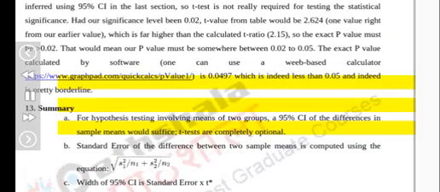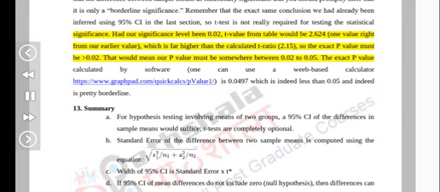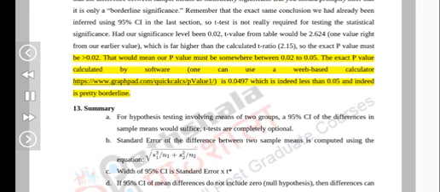Had our significance level been 0.02, the t-value from the table would be 2.624, which is far higher than the calculated t-ratio, 2.15, so the exact p-value must be greater than 0.02. That would mean our p-value must be somewhere between 0.02 and 0.05. The exact p-value calculated by software, or one can use a web-based calculator, is 0.0497, which is indeed less than 0.05 and indeed is pretty borderline.